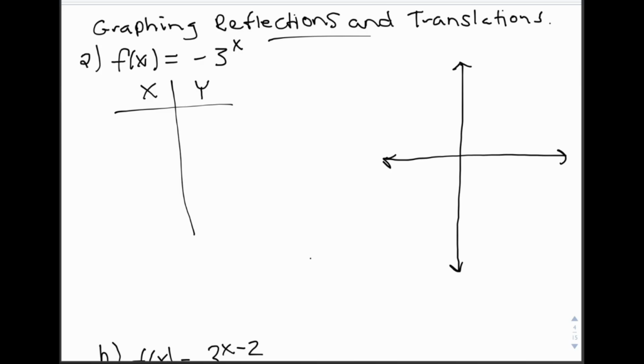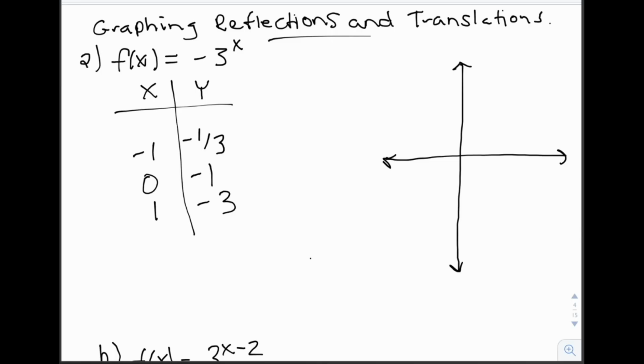We are looking at f of x is equal to negative 3 raised to the x. Let's go ahead and figure out what this one is going to look like. So again, we're going to start off by plotting some points here. Starting with a 0, if I plug in a 0, I will get a negative 1. If I plug in a negative 1, I should get approximately a negative 1/3. And then if I plug in a positive 1, I should get a negative 3, and so on.